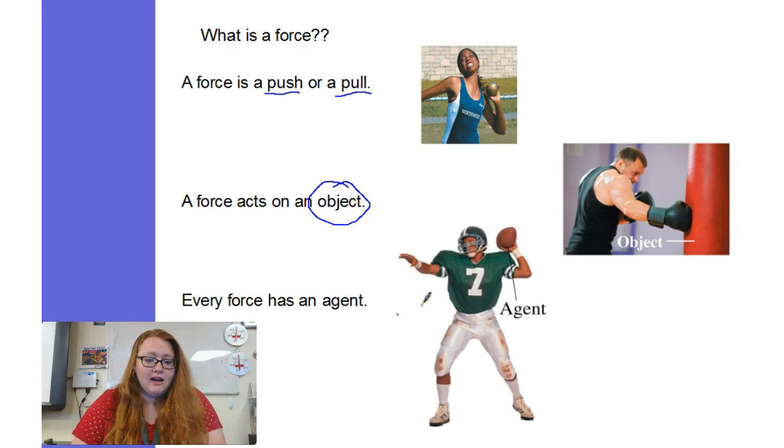Additionally, every force has an agent. So what causes the force, what's behind the force, what's doing the pushing or pulling, that's your agent. So in this case, this guy is the agent punching the bag, which is the object, and here we have the football player, which is the agent, applying a force to the football, which is the object. So agent-object is going to be pretty simple to figure out. We call them feeler-dealers. The object is what's feeling the force, and the agent is what is dealing the force. So later on, we'll be looking at agent-object notation or dealer-feeler notation.